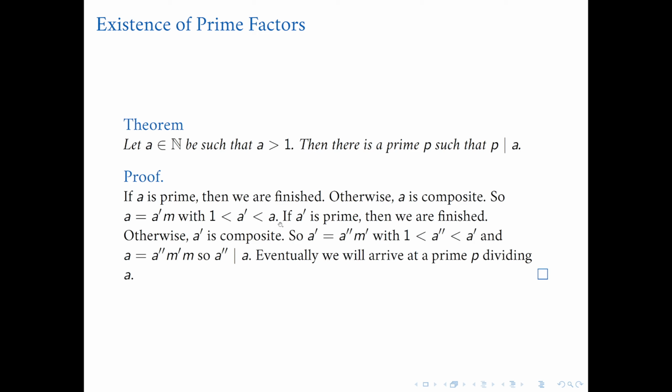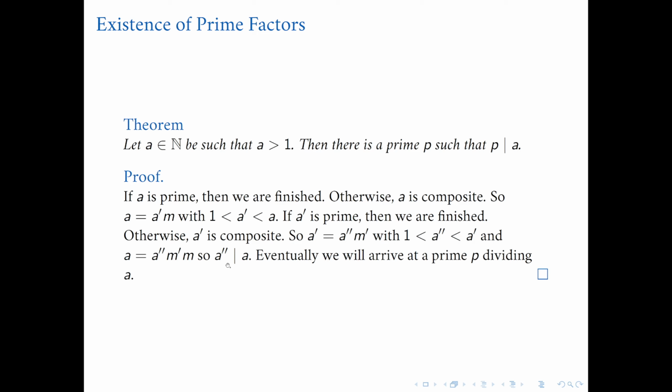If a prime is prime, then we're done because we pick a prime to be our p, then p divides a. We're good. Otherwise, a prime is composite. So we're seeing the cycle happen now. If a prime is composite, a prime is a double prime times m prime, where a double prime is in between 1 and a prime. But also, if we were to plug this equation back into this one, we would get a is a double prime m. So this tells us that a double prime divides a.